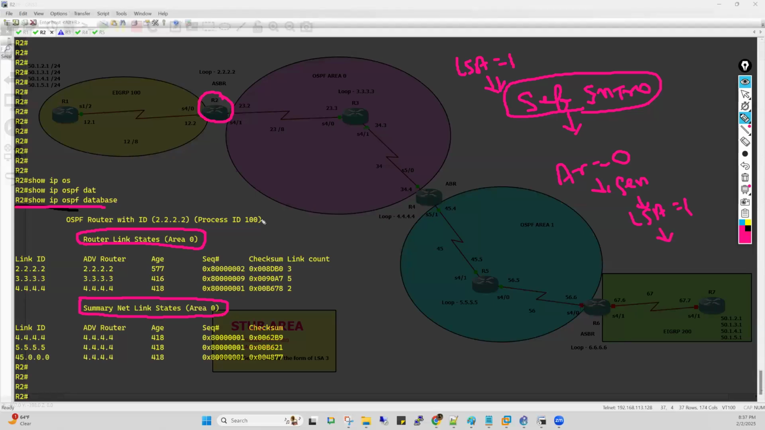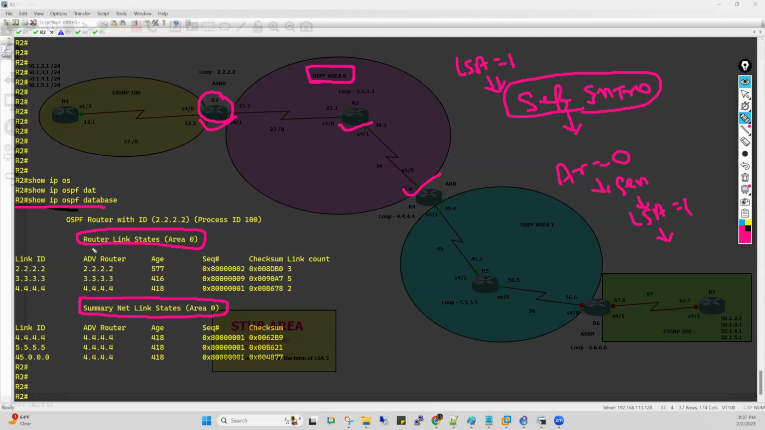Introduce itself. So that's the reason on this router there is an LSA number 1. Now tell me one thing. This router is the part of which area? Area number 0. And in this area, how many networks, how many prefixes, how many routers are there? 1, 2, 3. Yes or no? Tell me fast.